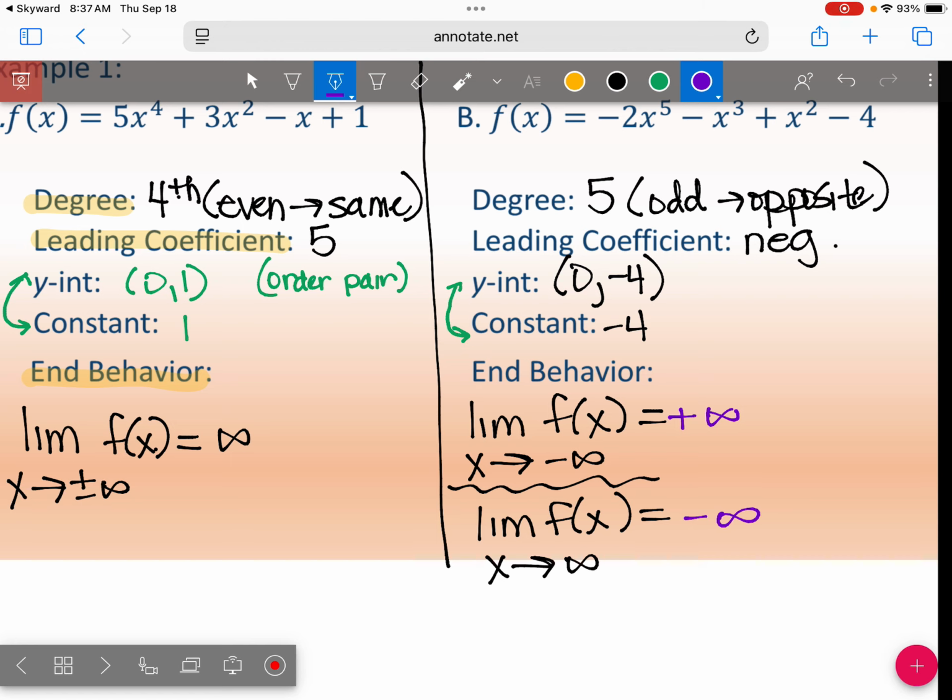Y'all got through that pretty fast. All right, go ahead and check and see what you got. So we have a 5th degree. The leading coefficient is negative. The constant at the end is 4, which means that's my y-intercept. The end behavior: again, the leading coefficient controls the right. Because that's negative, that means that the right side is going to go down. And because it's odd, the left side does the opposite.